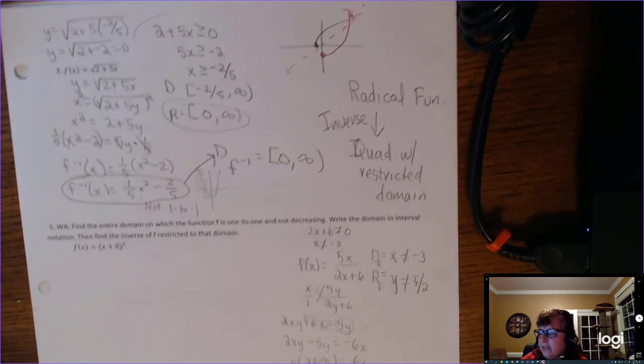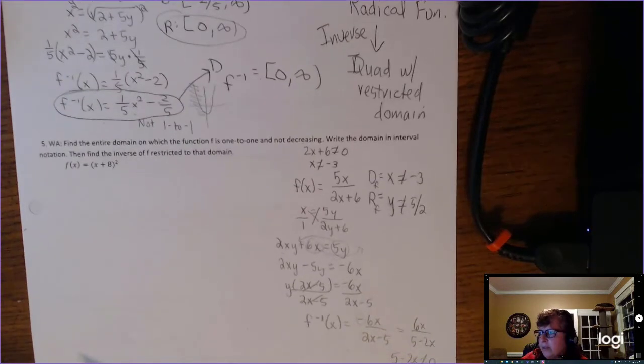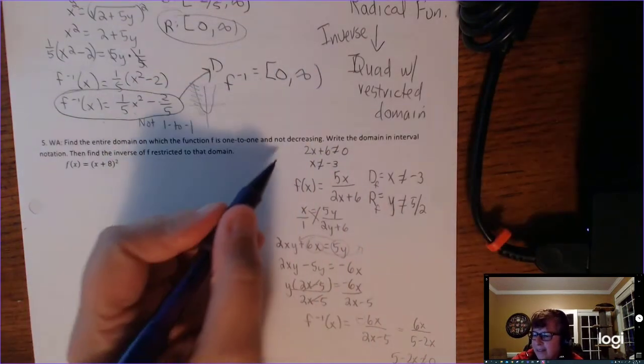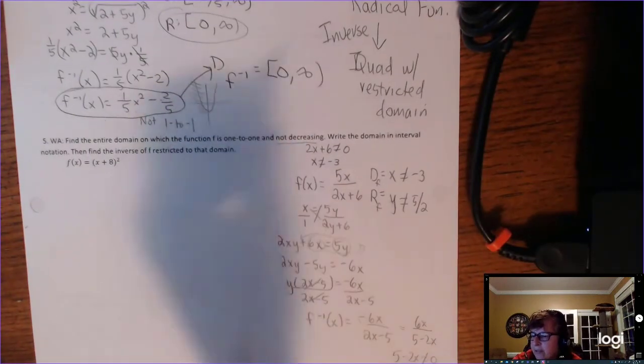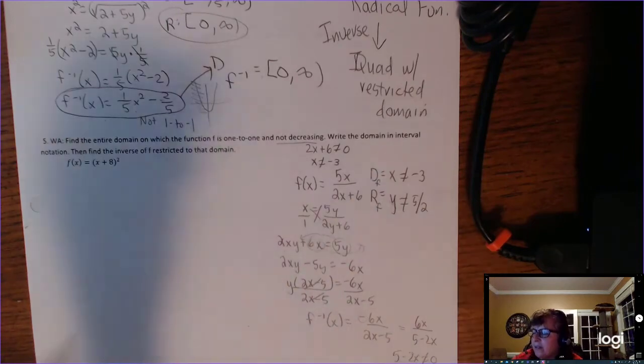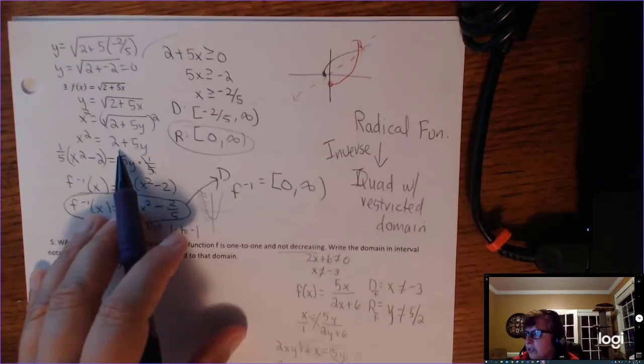Okay, so this leads me to a common WebAssign question. It says find the entire domain on which the function f is 1 to 1 and not decreasing. Okay, that's interesting. Write the domain in interval notation. Then find the inverse of f restricted to that domain. So this is the opposite of this question.